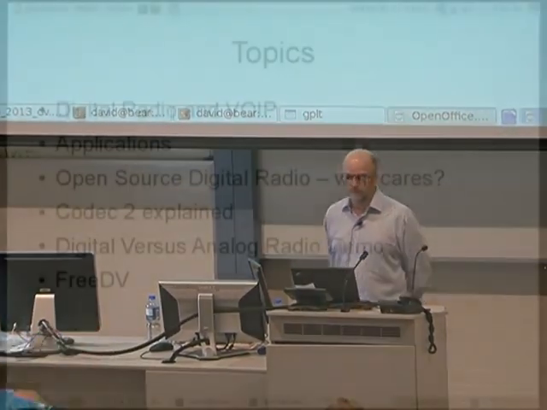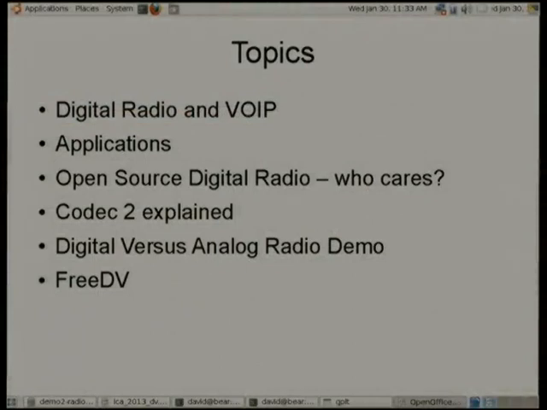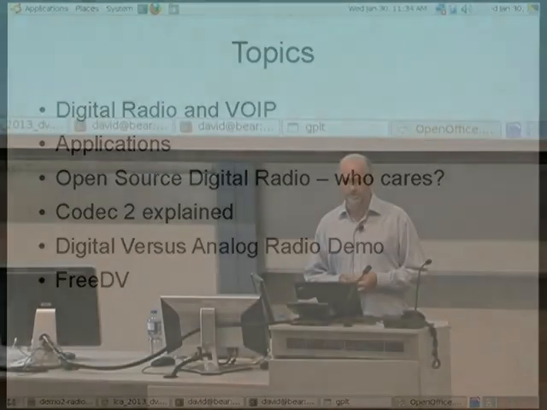The topics I'll cover: first of all, I'd like to introduce digital radio by comparing and contrasting it to VoIP over Wi-Fi, because you're all probably quite familiar with Wi-Fi, but not so much digital radio. So it's a good starting point for a Linux audience. I'd like to talk about some of the applications for digital radio. And why is it important? Why do we care that digital radio is open source or not?